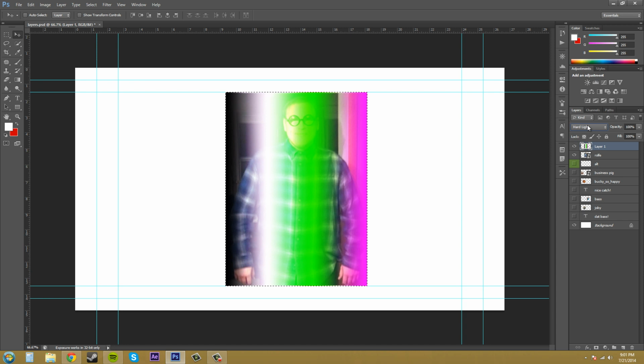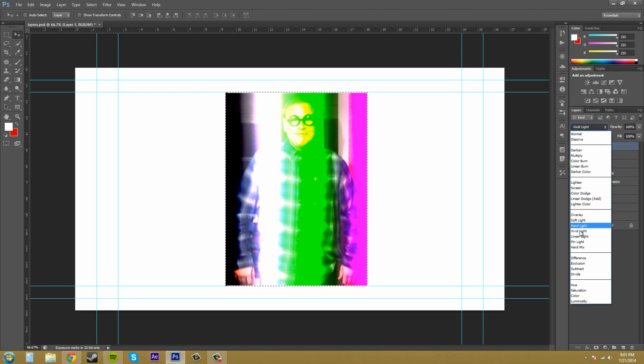Actually, the next one we can go to is vivid light. Vivid light uses a mixture of color dodge for the light pixels and color burn for the dark pixels, at 50% for both again. It's similar to hard light, but more exaggerated than hard light is. So let's go to the next one, which is linear light.